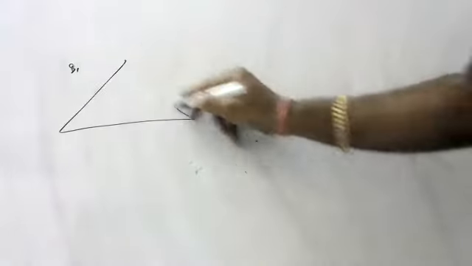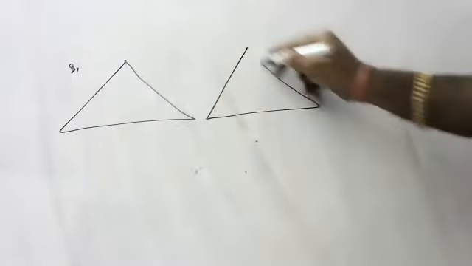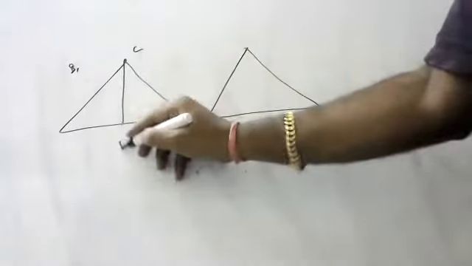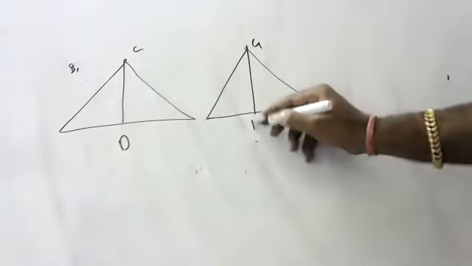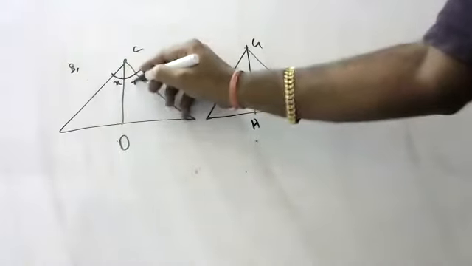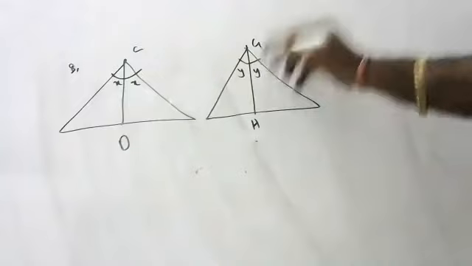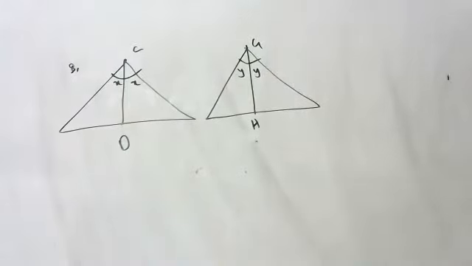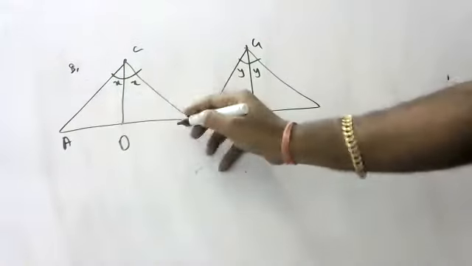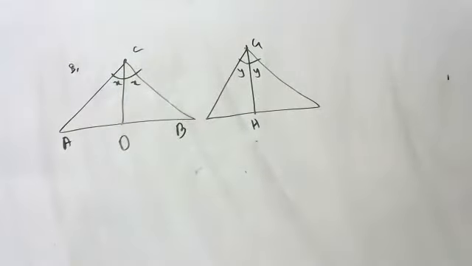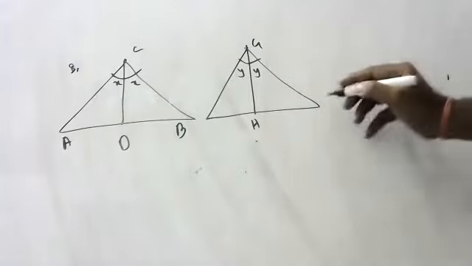So children, what they have given means CD and GH are angle bisectors. CD and GH are the angle bisectors of angle ACB and angle EGF.